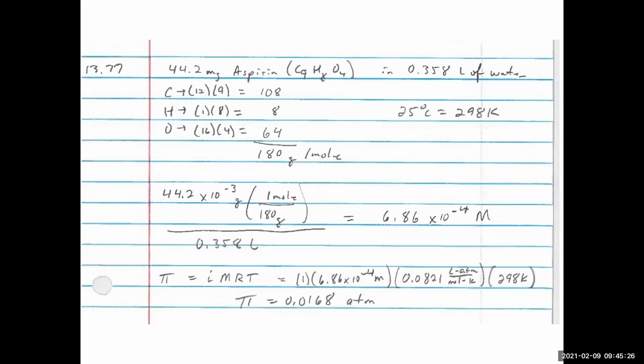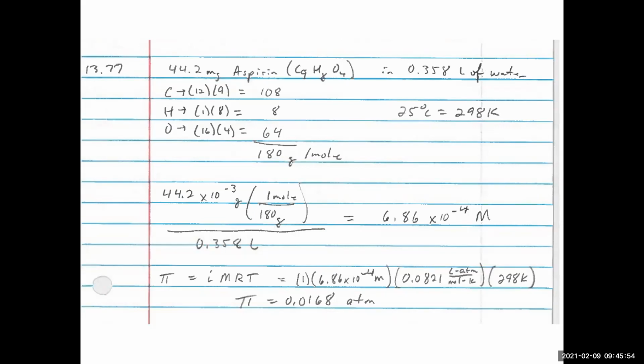So I have 44.2 milligrams of aspirin. I know that I need that in grams to convert it to moles. So it's 44.2 times 10 to the minus third grams. Remember, a milligram is 10 to the minus 3 grams. Divide that by 180, my molecular weight. So now I have moles in the numerator.